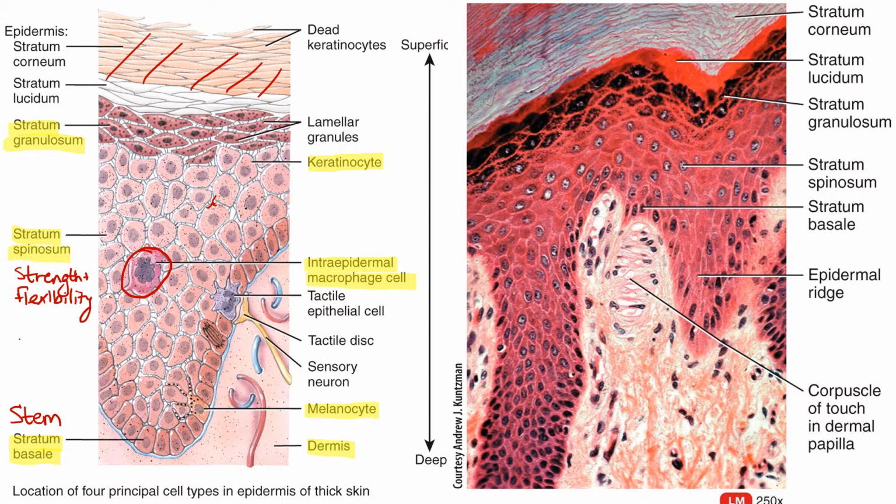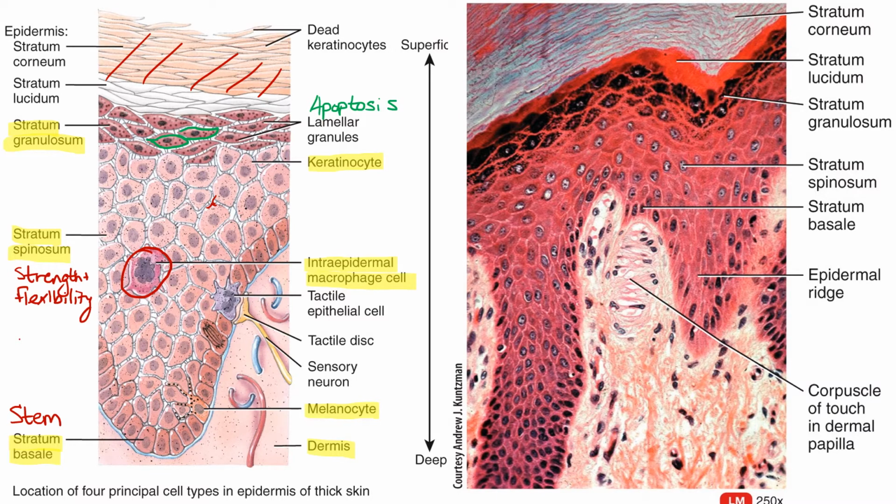Okay, so then let's move on to the stratum granulosum. This layer consists of about 3 to 5 layers of quite flattened keratinocytes. You can see here they're much flatter than in the more basal layers. And these cells are undergoing apoptosis. Remember, this is programmed cell death.